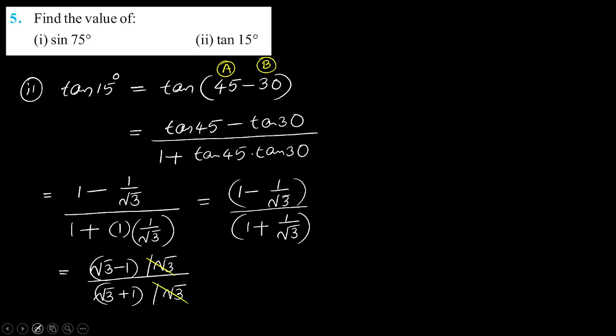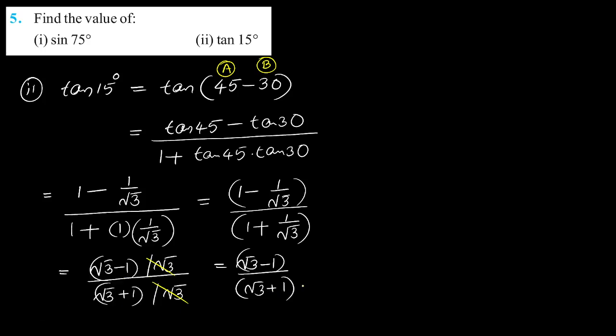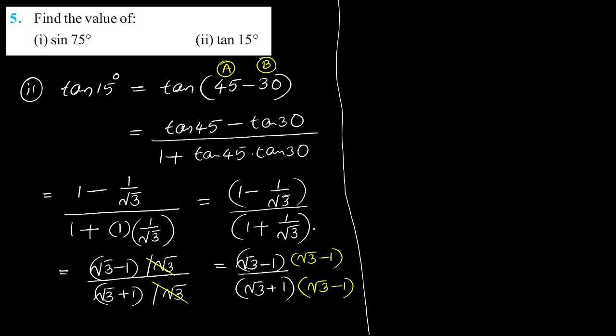Root 3 cancels. Deva understood. Root 3 cancels. Root 3 minus 1 by root 3 plus 1. If you stop here, you will not get full marks. Here we can rationalize the denominator. The conjugate of the denominator is root 3 minus 1. Multiplying numerator and denominator by the conjugate of the denominator is said to be rationalization. Rationalization of the denominator means removing the square root in the denominator.